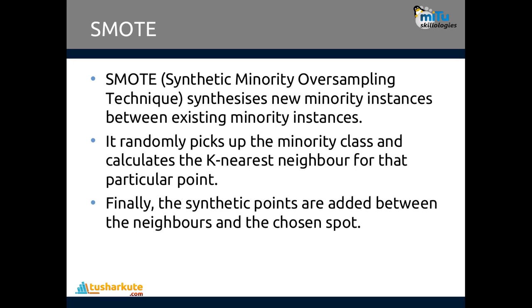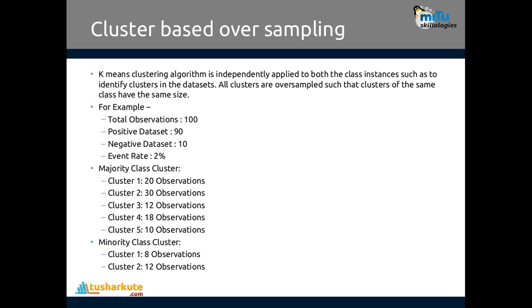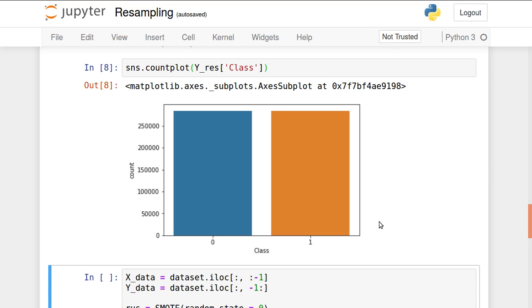It's an algorithm, not based on simple mathematical theory. Finally, the synthetic points are added between the neighbors and the chosen spot. So here it's using the k nearest neighbor algorithm to find the nearest neighbor from the minority class, and based on that the selection of the data is done. That's what SMOTE will do for us. Now SMOTE comes under oversampling.